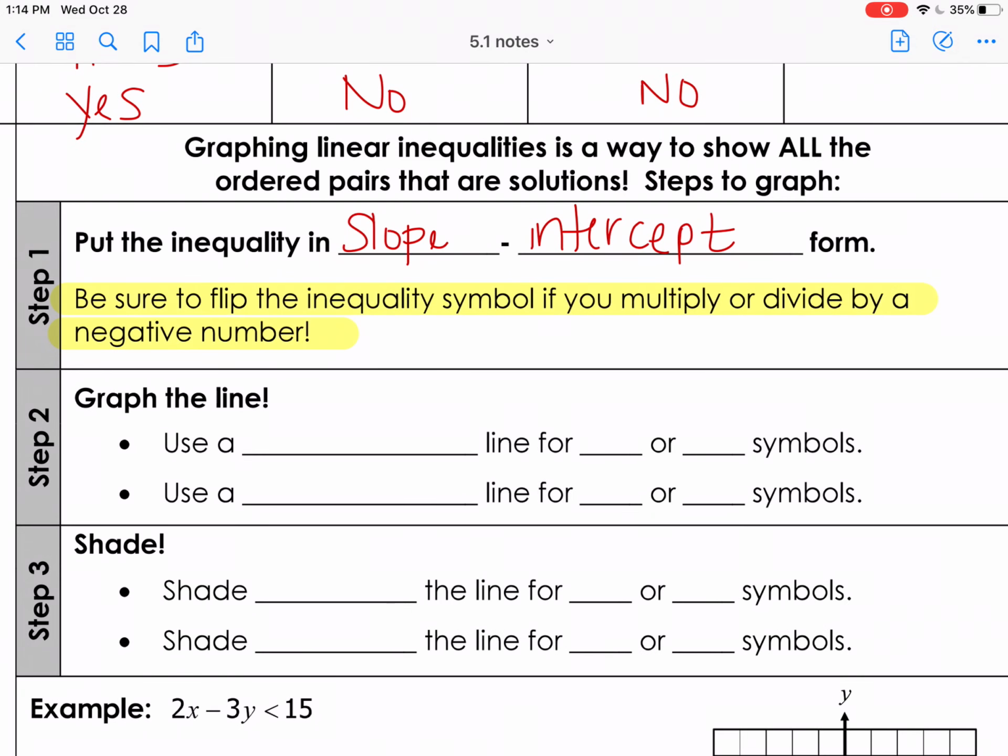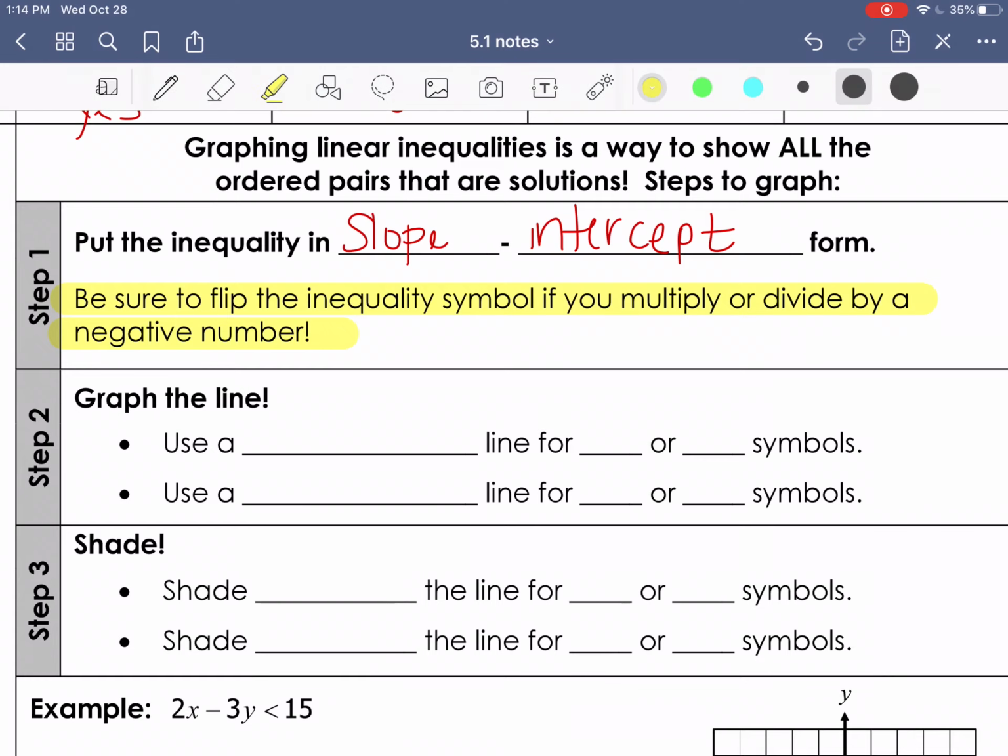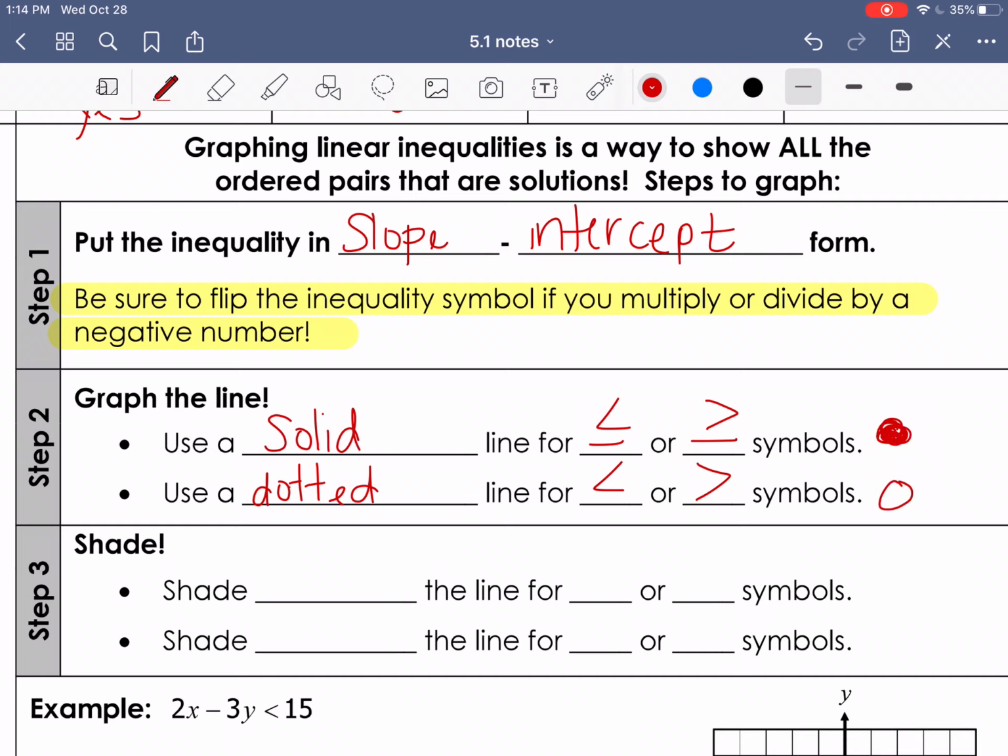Step 2, we are going to steer away from doing open and closed circles, and now we're going to use dotted versus solid lines. So we're going to use a solid line when we have less than or equal to or greater than or equal to. We're going to use a dotted or dash line if it's less than or greater than. So if you recall from module 2, the solid line is your closed circles and your dotted was our open circles.